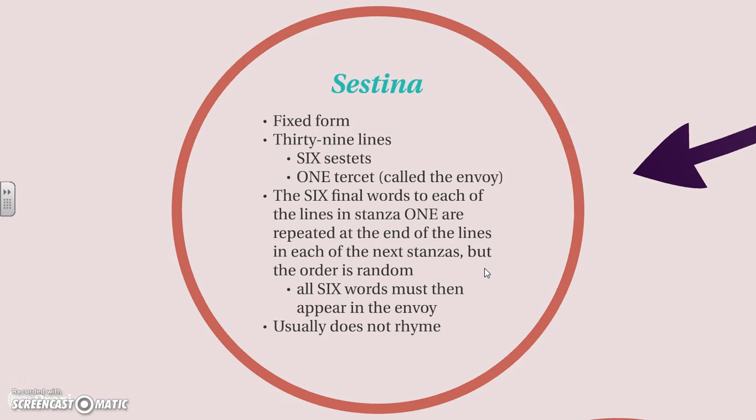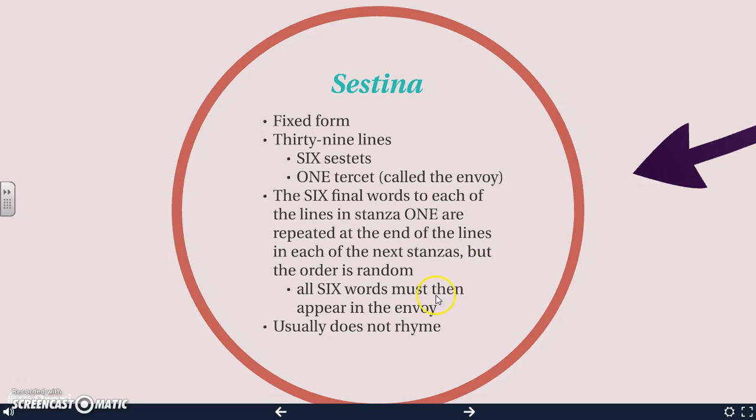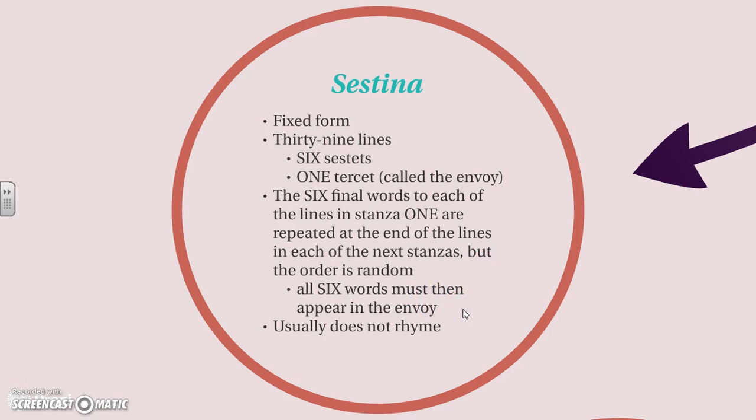So there is no rhyme scheme for a sestina, and there is no pattern like in stanza 1 it goes A, B, C, D, E, and in stanza 2 it goes B, C, D, E. It doesn't have that. Just know that the last words of the lines in the first stanza, those 6 words, are repeated in each stanza in random order as the last word. Now then, in the envoy, all 6 words must appear. So they're not necessarily going to be the last word.